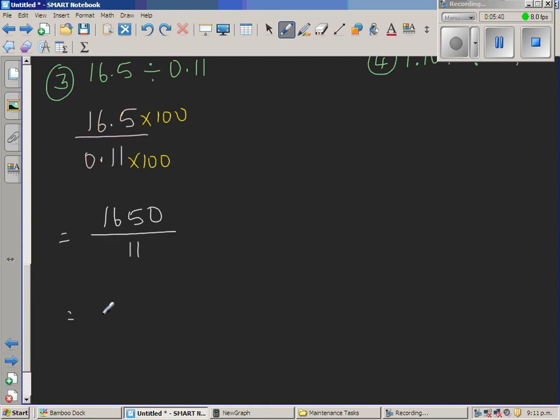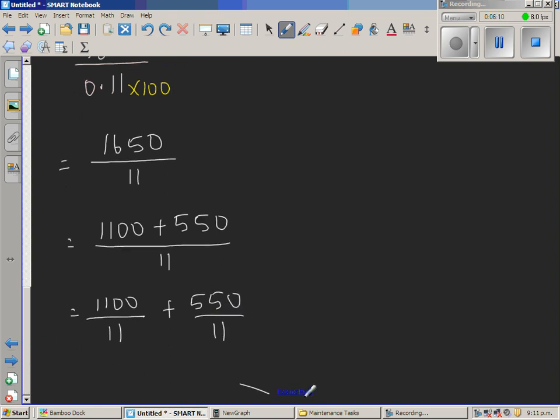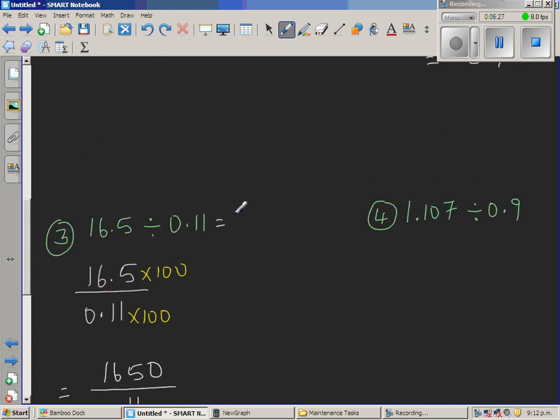So this is 1650 divided by 11. Well, I can say this is 1100 plus 550, so this is 1100 over 11 plus 550 over 11. This becomes 100 and this is 50. So the answer is 150.